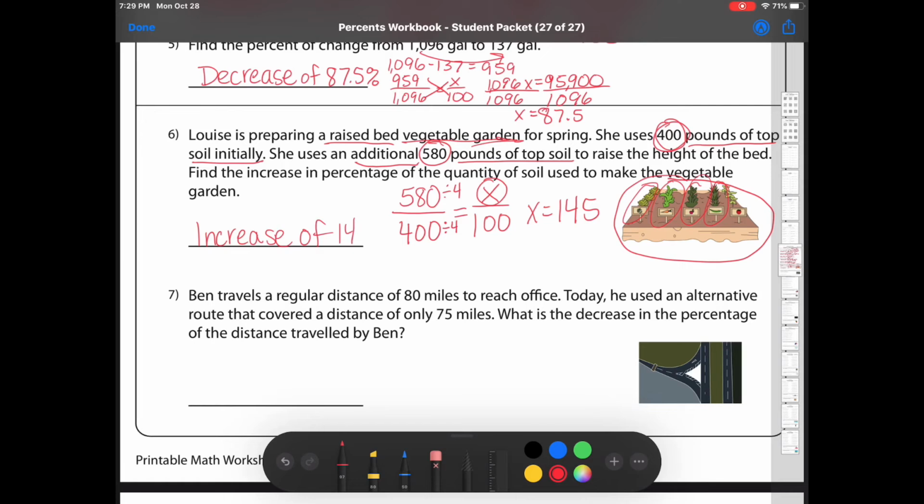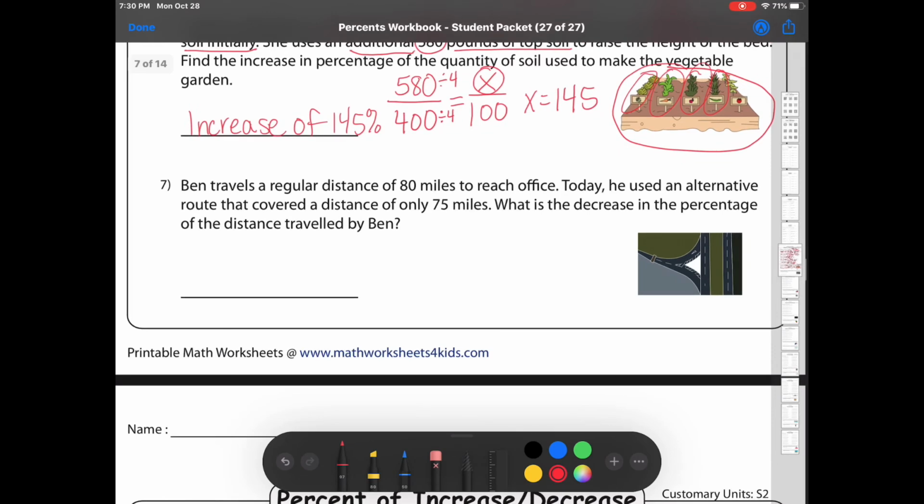So what does that mean? There was an increase of 145%. So not only did we increase 100%, so not only did we add another 400, we added another 45% on top of that. So 145% more soil than what we started with.